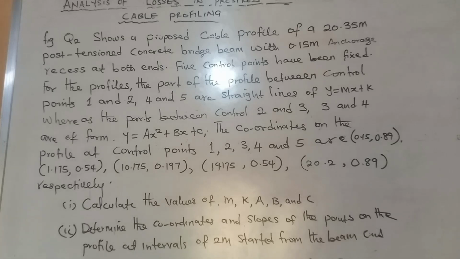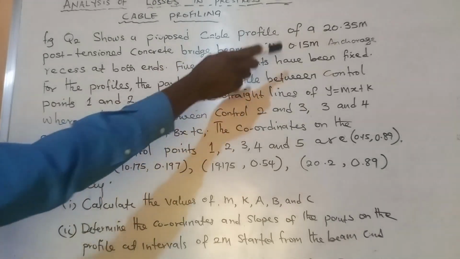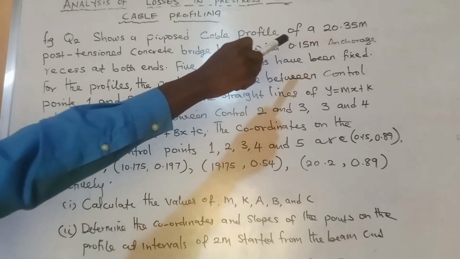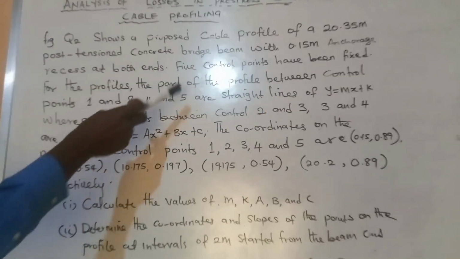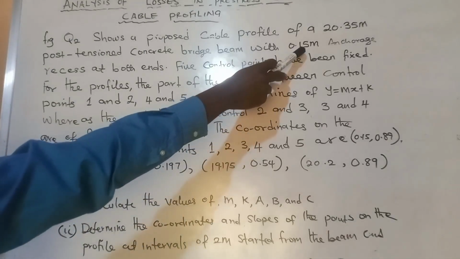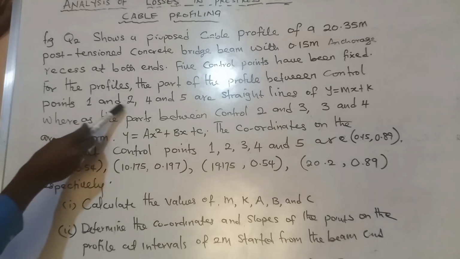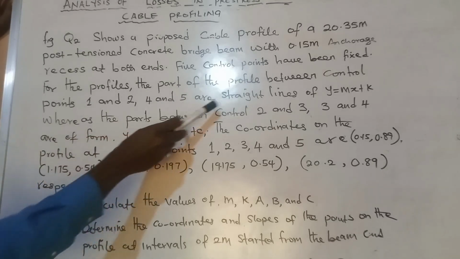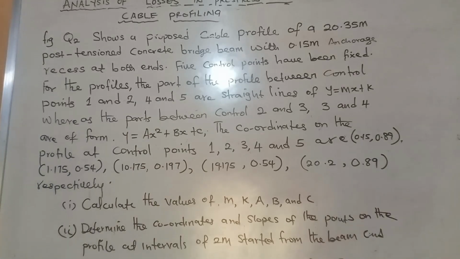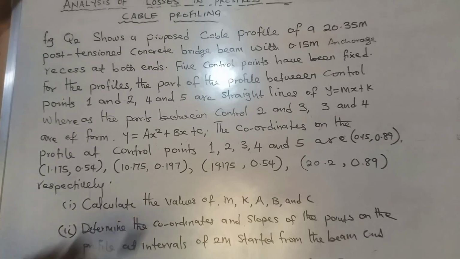It says figure Q2 shows a proposed cable profile of a 20.35 meter post-tension concrete bridge beam with 0.15 meter as anchorage recess at both ends. In this question we have 5 control points which are being fixed. For the profile, the parts between control points 1 and 2, 4 and 5 are the straight part of the profile. We have the other part which is parabolic in nature, control points 2 and 3 and 3 and 4.